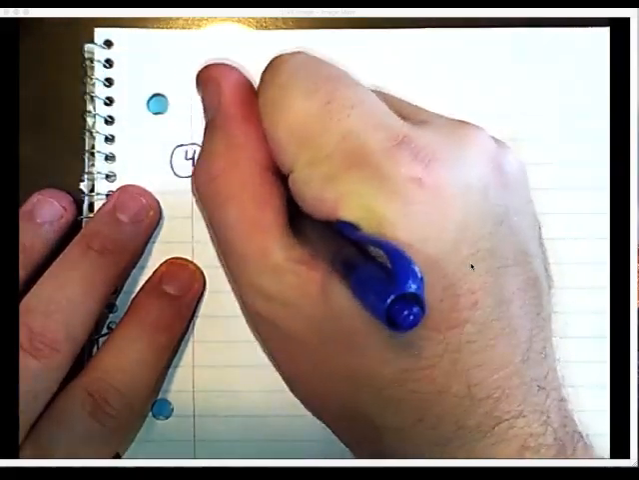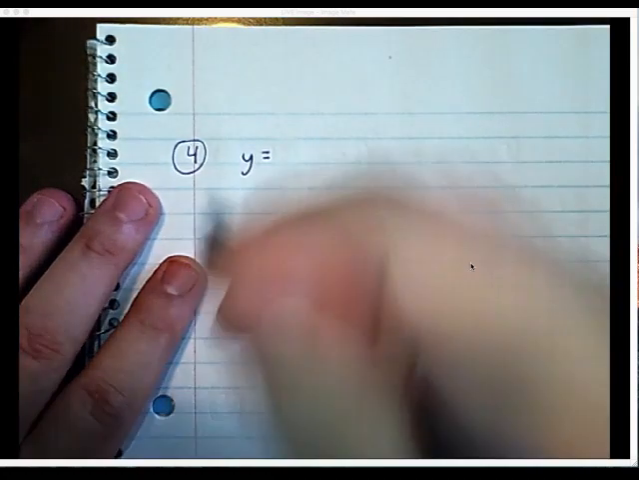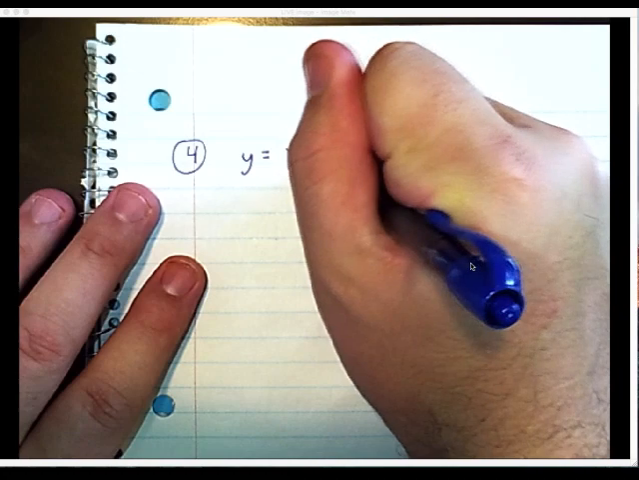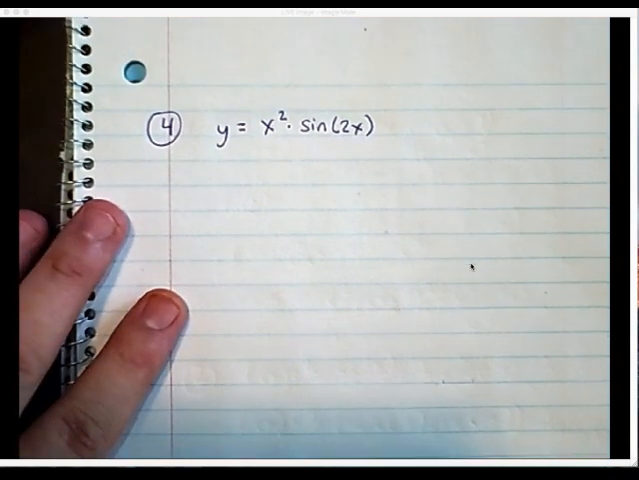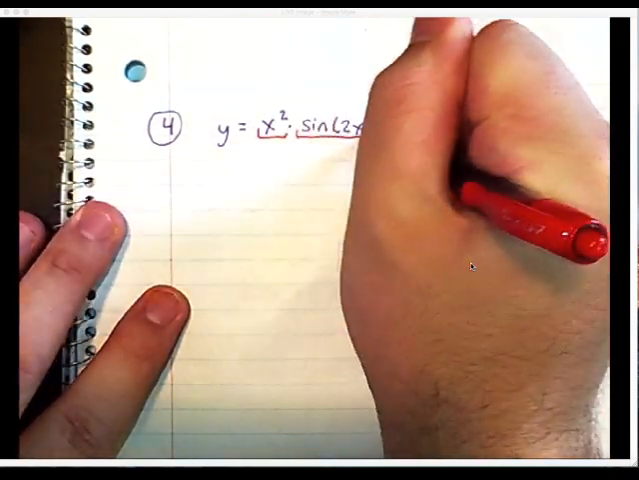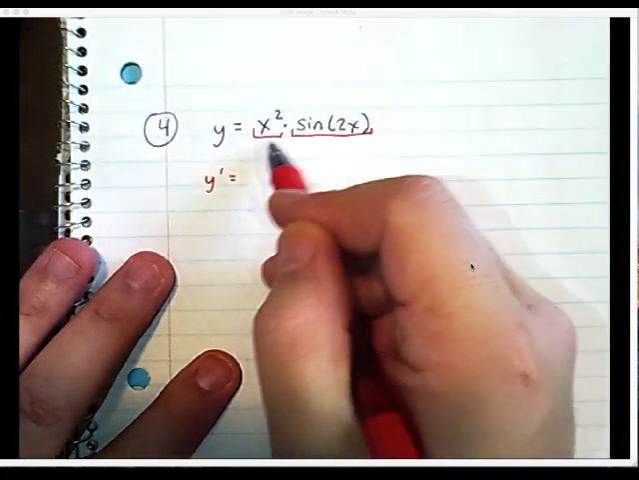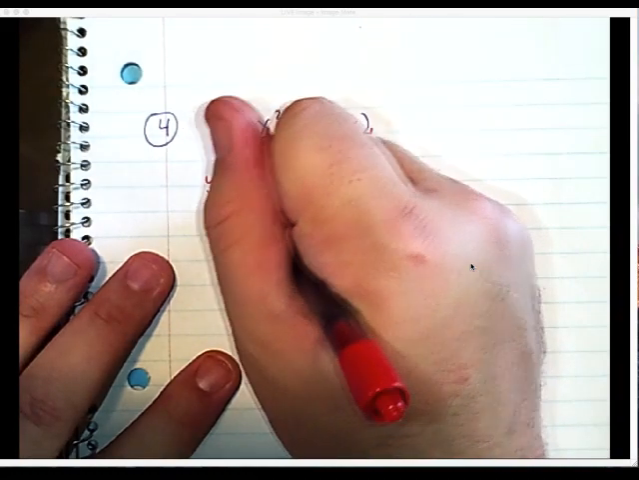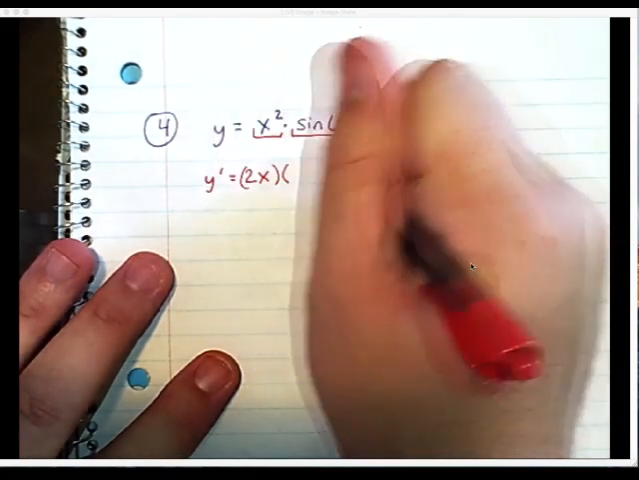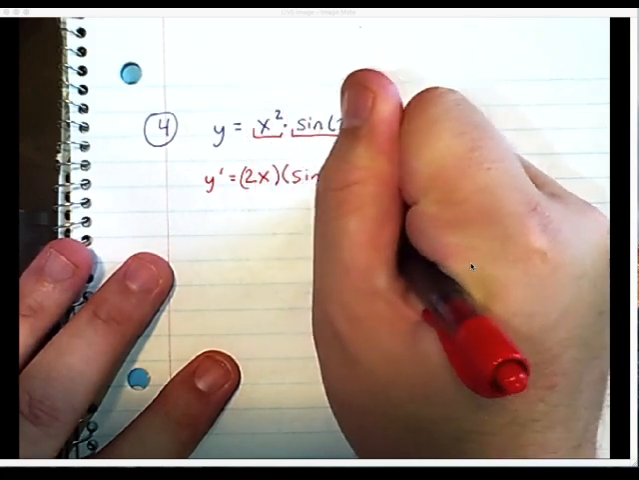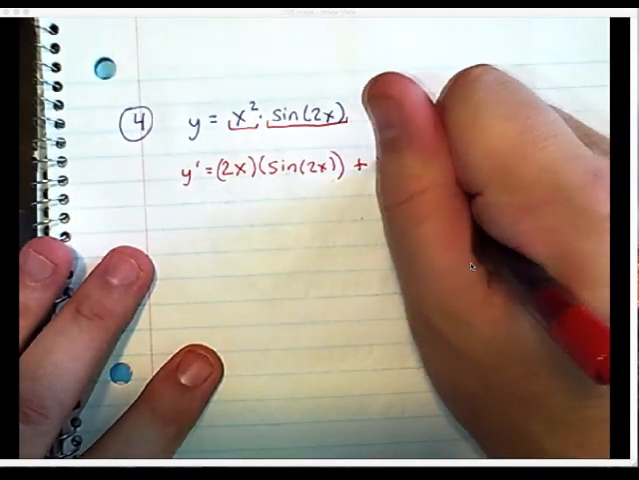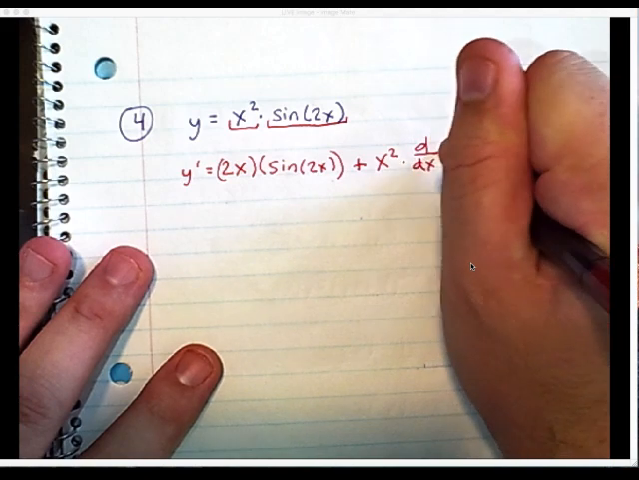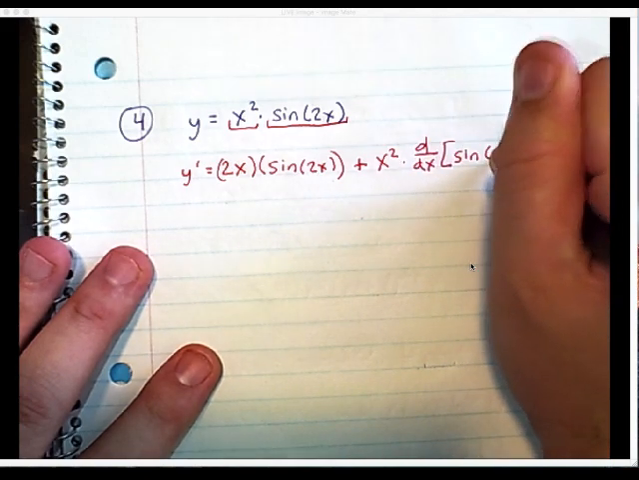Number 4, y equals x squared times the sine of 2x. If you notice, this is a product, so when you take a derivative, you have to use the product rule. So y prime, the derivative of the first, the derivative of x squared would simply be 2x times the second, right, always plus the first times the derivative of the second.